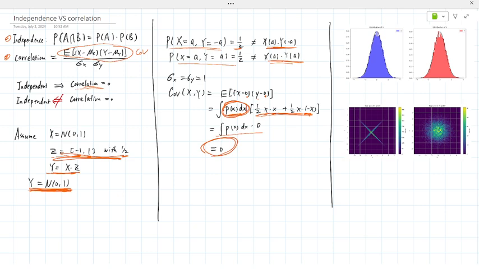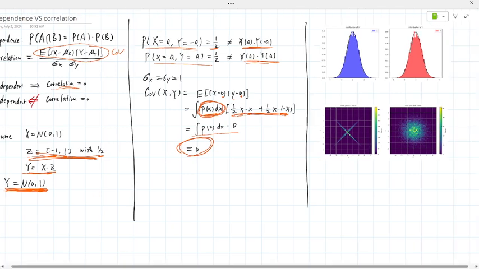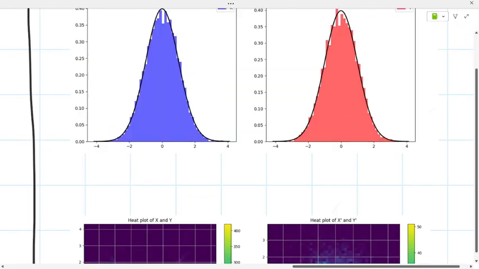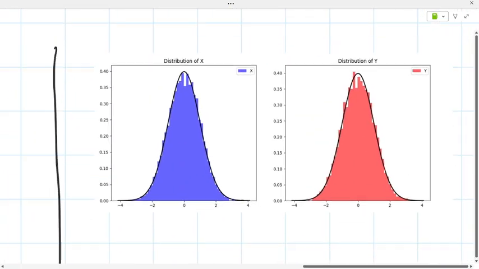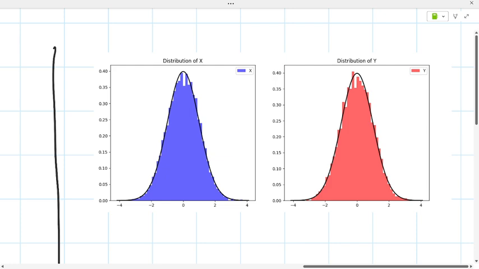On the right hand side is the plot, let's zoom in a bit. It is a Gaussian of x, a Gaussian of z, and a Gaussian of y, where y equals xz and z is -1 or 1 with half probability.